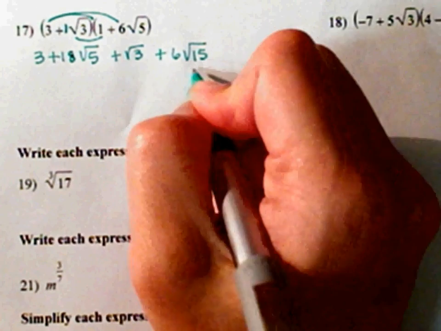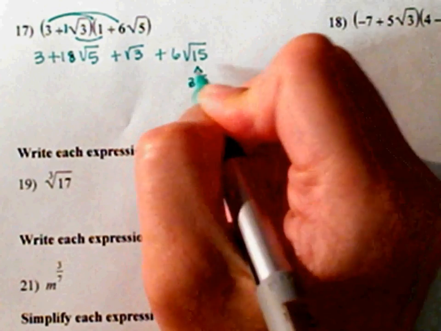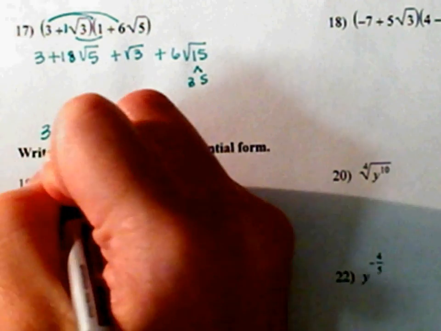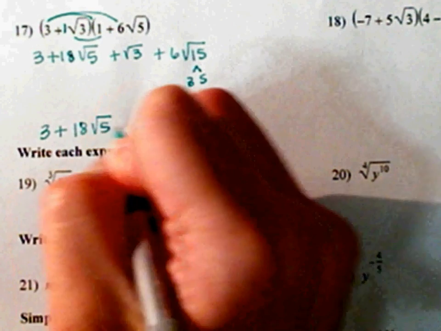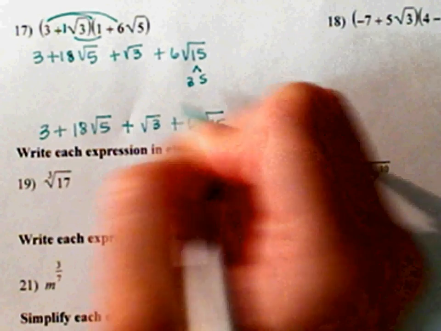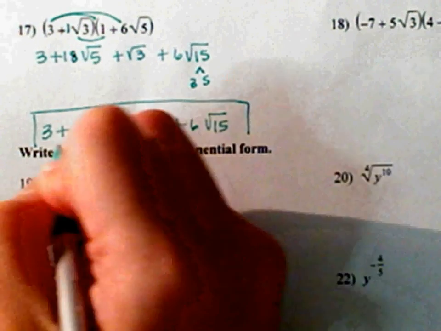Factors of 15 are 3 and 5. Can't make it smaller. This is 5 and 1. So your final answer is 3 plus 18 square roots of 5 plus square root of 3 plus 6 square roots of 15. You're not able to make it any smaller.